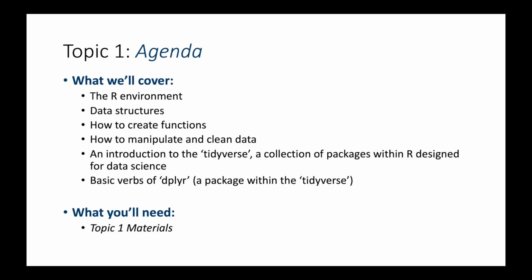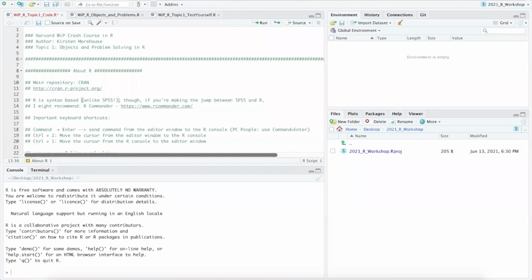The only thing that you'll need beyond this lecture is the topic materials. You'll find this on the course page, and if you download the Topic 1 materials, you'll be able to find the R script and everything you'll need to reproduce the code found here. All right, let's get started.